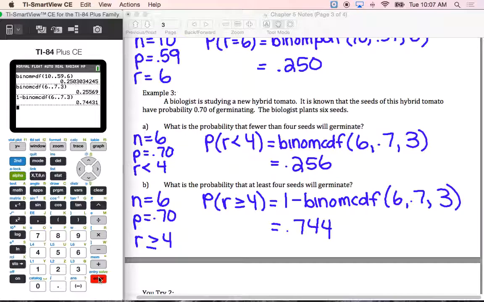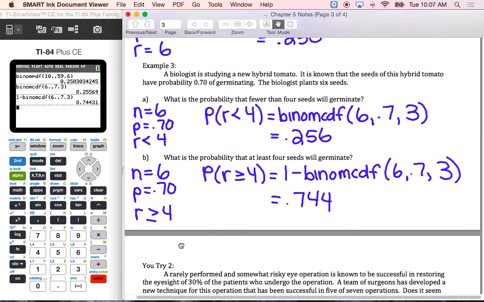So I have to stress, show me what you are typing into your calculator. Write it out just like I did here in our notes. Because I've had many students miss a lot of points because they do not show me their steps.